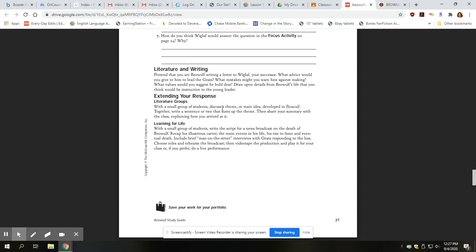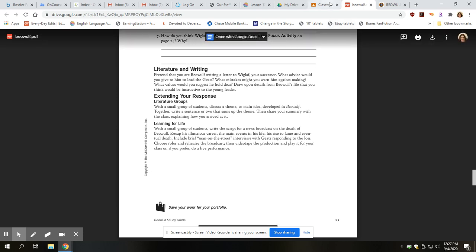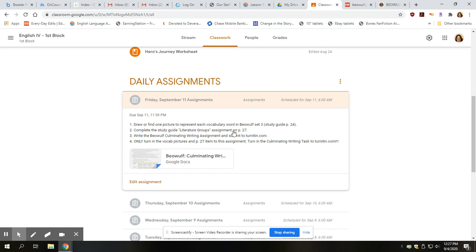So we're going to do that assignment on page 27 of the study guide. So the vocab and this one literature assignment on page 27. Now, those are the only two things that you're going to turn into this Google Classroom assignment, okay? It's not all that we're doing today, but it's the only two things you're going to turn into this assignment. We have one other assignment that I want you to do, and this is going to be a little bit longer, but this is the culminating assignment for the Beowulf unit, and this is going to be a graded assignment, okay? So I've attached it right here to Friday's assignments.